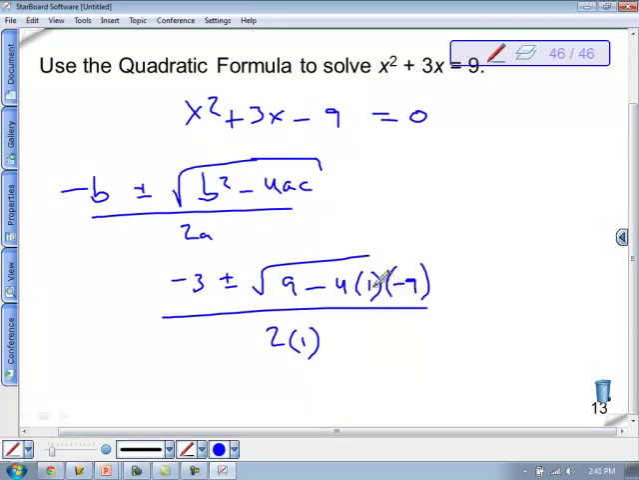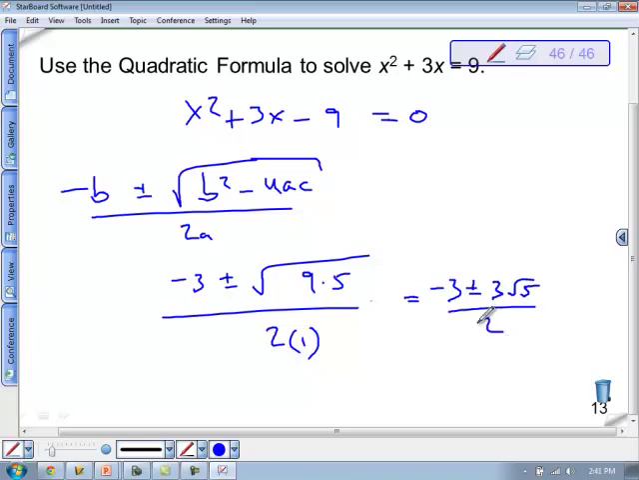Okay, now I can simplify this. Double negatives go positive, so both these negative signs are going to go positive. 4 times 9 is 36, plus 9 is 45. So this is going to be 45 underneath here. I want to simplify the square root of 45. Let's see, is there a perfect square that comes out of 45? Yeah, let's make it 9 times 5. So the square root of 9 is 3, so it's -3 plus or minus 3 square root of 5 all over 2.